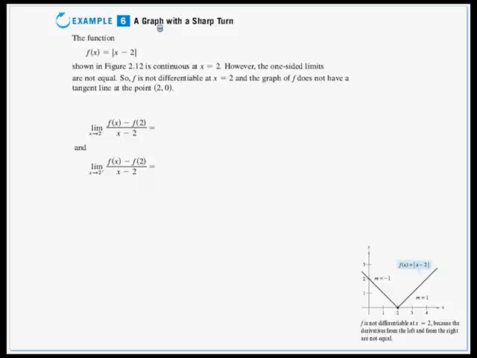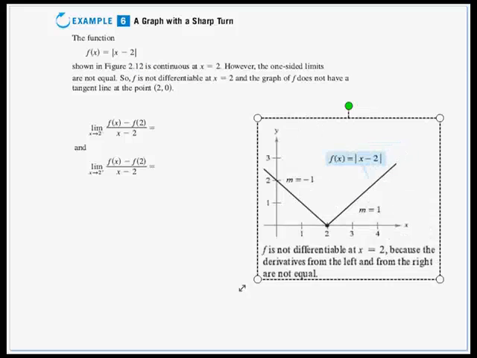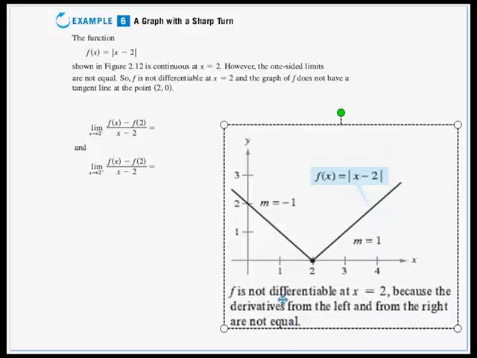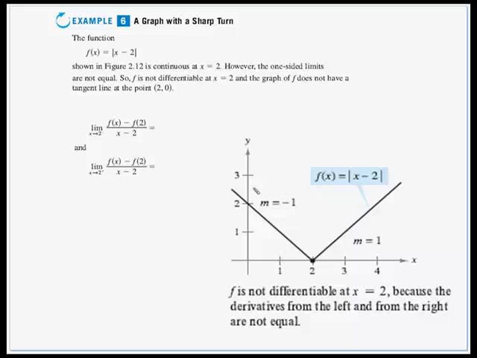First, a graph with a sharp turn. Here we have an absolute value function. The function, the absolute value of x minus 2, is shown in the figure. Remember, these absolute value functions look like a V or a check mark shape. It is continuous at this point. An easy way to think about continuity is, can you draw it without lifting your pen off the paper? I can come down this side of the graph, hit this point 2, and head up this way. I've never lifted my pencil off the paper, so it is continuous, but is it going to be differentiable at that point?